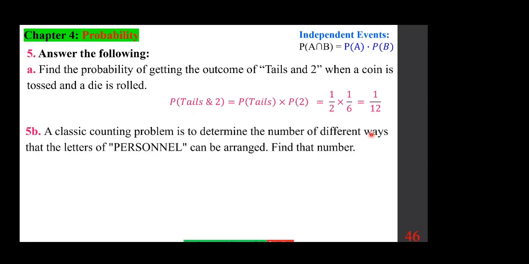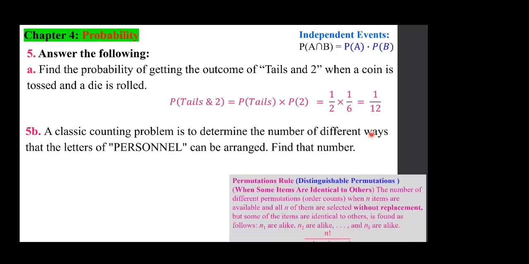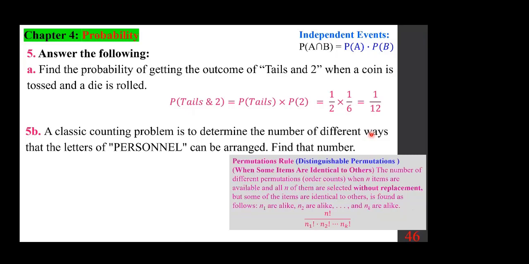A classic counting problem is to determine the number of different ways that the letters of "personnel" can be arranged. Find the number. First, a quick reminder. Permutation rule, distinguishable permutations. When some items are identical to others, the number of different permutations, when n items are available and all n of them are selected without replacement, but some of the items are identical to others, is found as follows. n1 are alike, n2 are alike, so on and so forth. This is the formula.